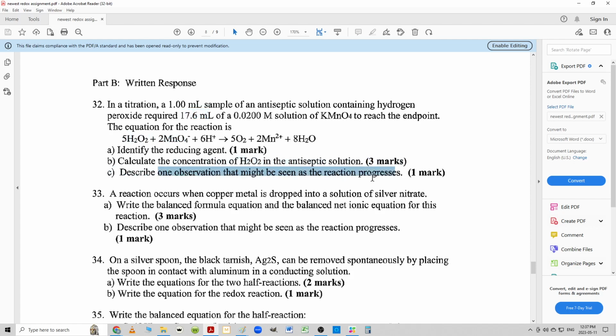Describe an observation that might be seen in the reaction process. I believe manganese is purple. So we'll see it clear until it's all totally reacted, and then it starts turning purple, I believe.